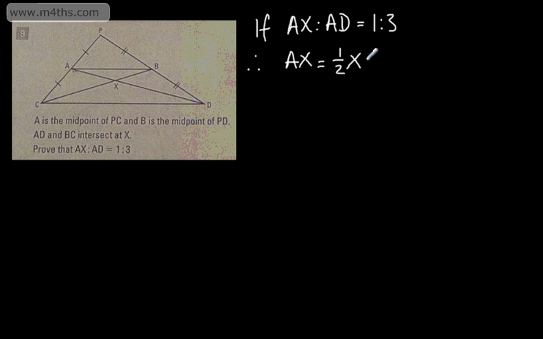Okay, so let's just write that down. And I'm just going to write a statement. If the ratio AX to AD is equal to 1 to 3, we can write from here 1 to 3. Therefore, we can say that AX is going to be equal to 1/2 of XD. So that's my first statement, and I'm just going to rule that off there.